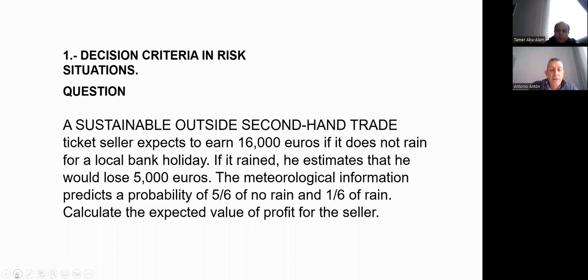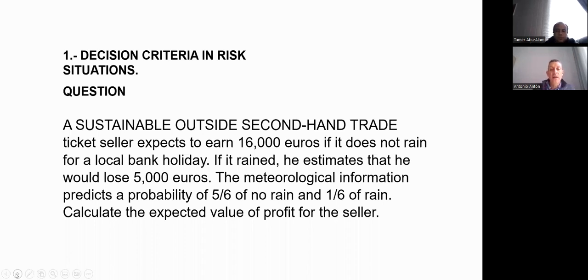The meteorological information predicts a probability of 5/6 of no rain and 1/6 of rain, and we calculate the expected value of profit for the seller. Well, expected value is a mathematical term. Don't be afraid of the numbers. It's very common, like when you look for an app for the weather forecast, you see the prediction. It's very common to see a prediction.